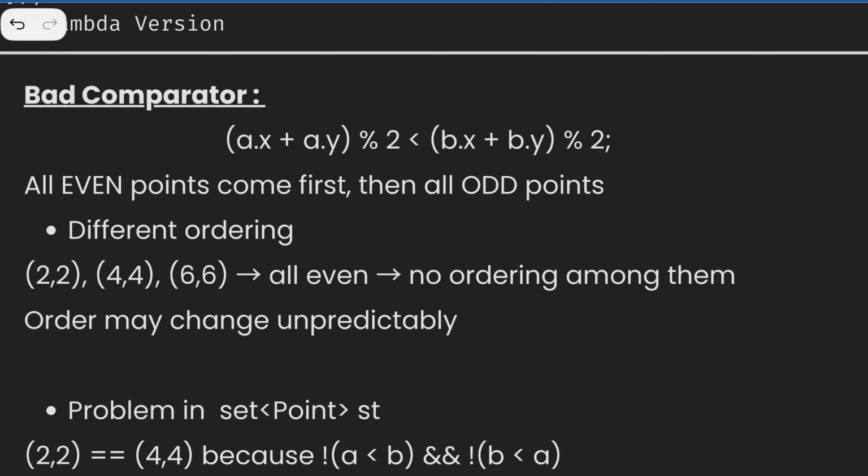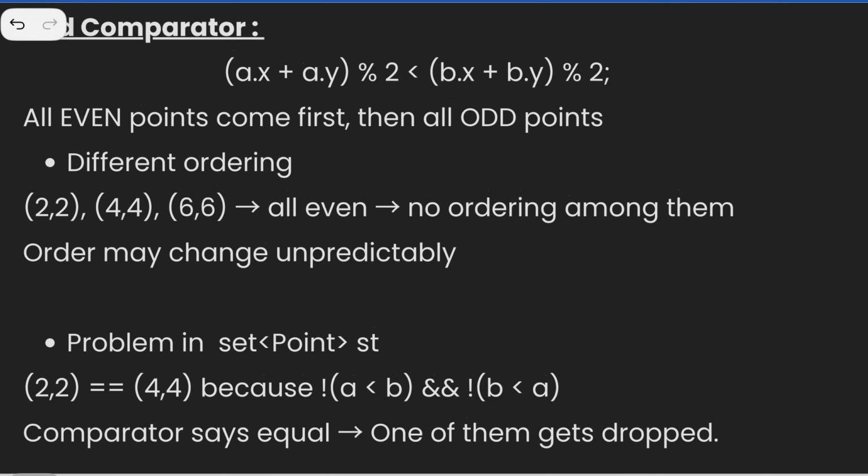Now the issue here is that, let's say in an input array you have 2, 2, 4, 4, 6, 6. All of them are even. There will not be any order between them. So the order may change unexpectedly, or it might change based on the compiler as well.